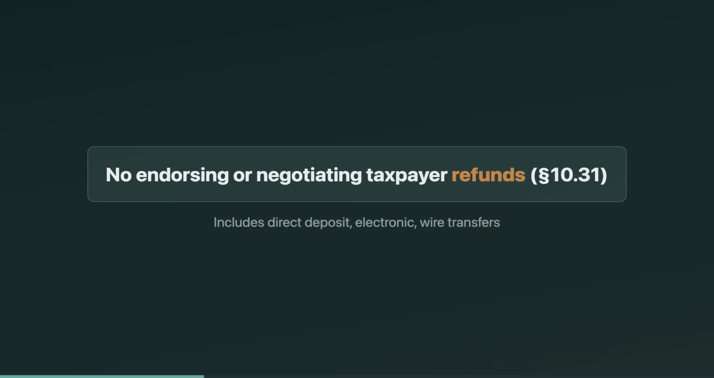First, refund checks and direct deposits. Under Circular 230 Section 10.31, a practitioner must not endorse or negotiate a refund check issued to the taxpayer. And negotiate is broader than cashing a paper check. It includes accepting or directing payment by any method, including direct deposit or wire. On the exam, watch for Form 8888 tricks. Putting your own bank account for the client's refund is prohibited.